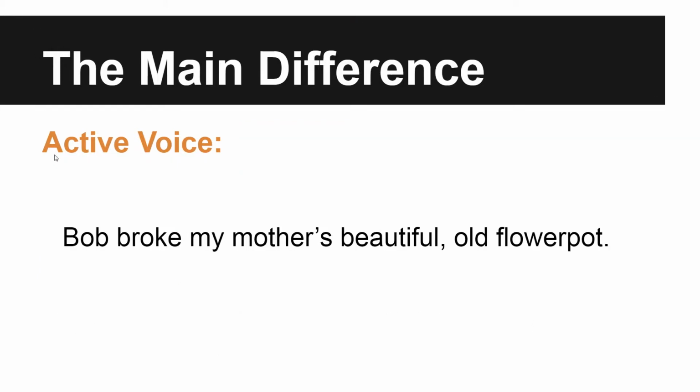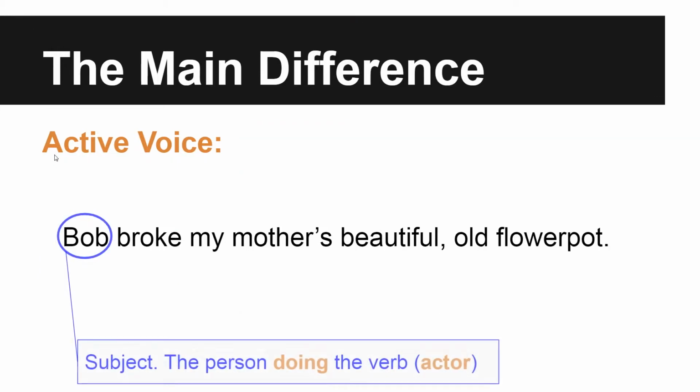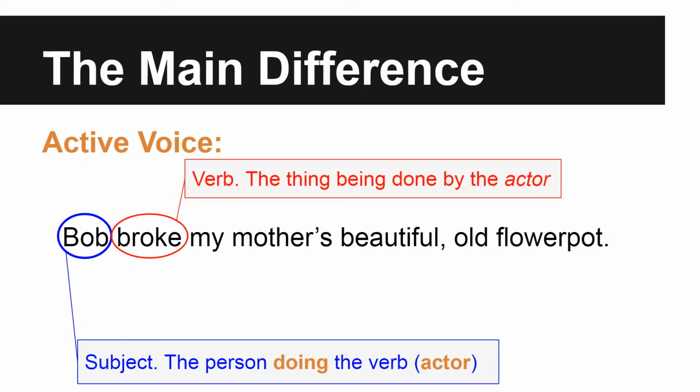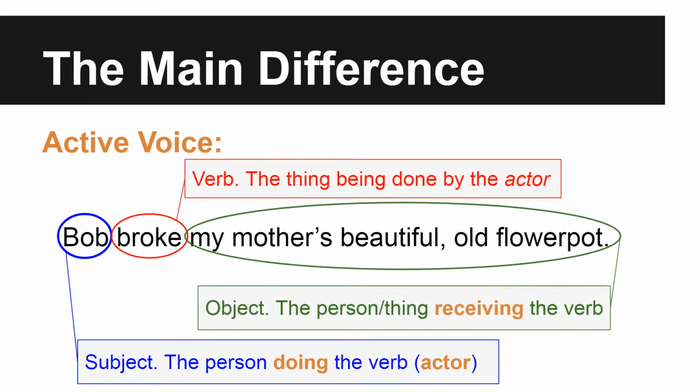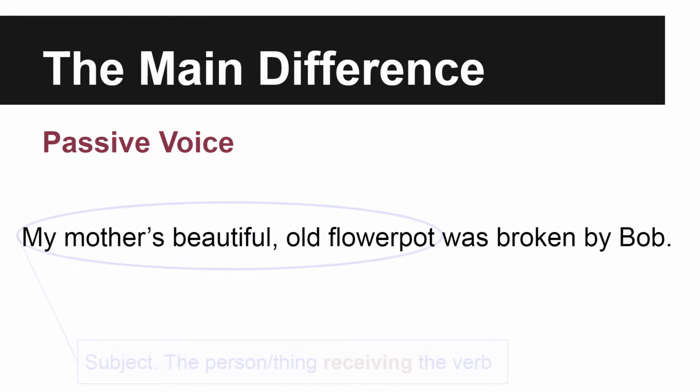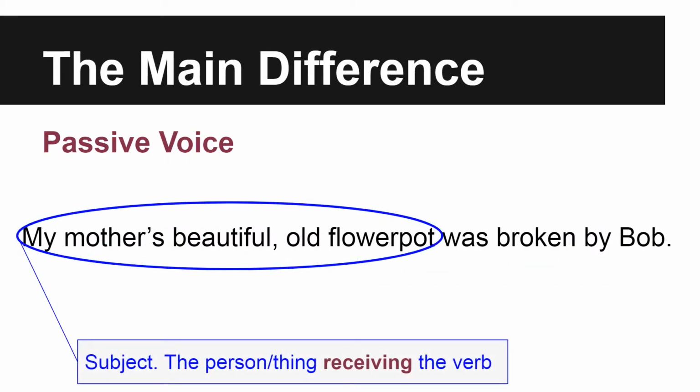Another example: Bob broke my mother's beautiful old flower pot. Bob is the actor, he's doing the breaking. My mother's beautiful old flower pot is the object, the receiver of the breaking. To change to passive voice, you just flip that around. My mother's beautiful old flower pot was broken by Bob.